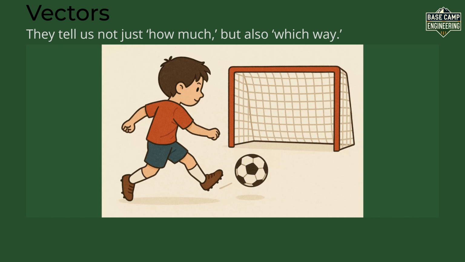Or picture kicking a soccer ball toward the goal, 5 meters per second to the left. That speed with a direction is a vector too.